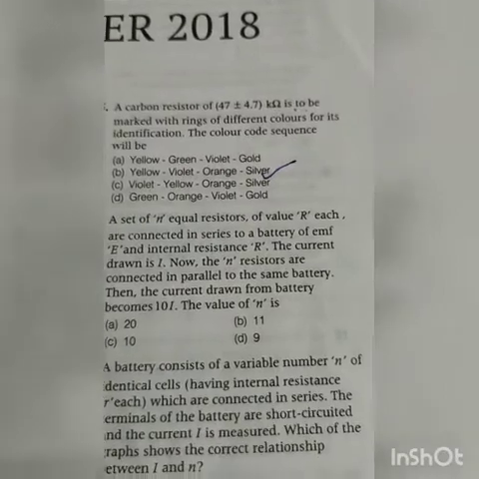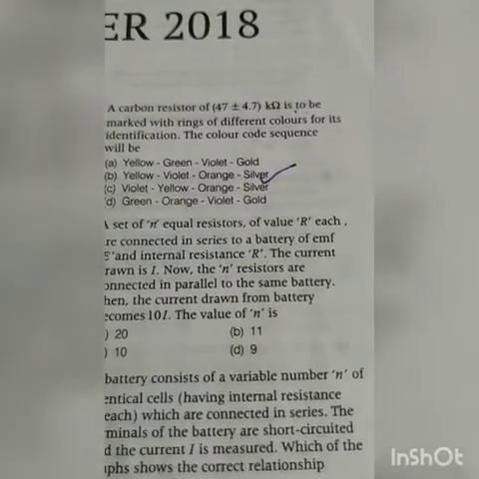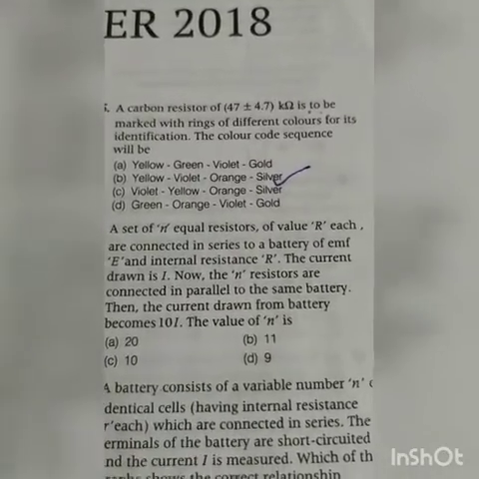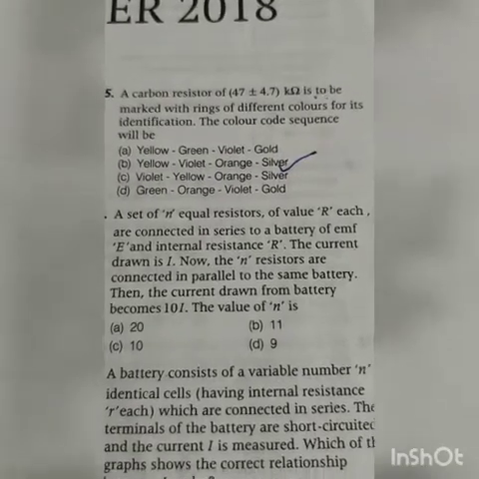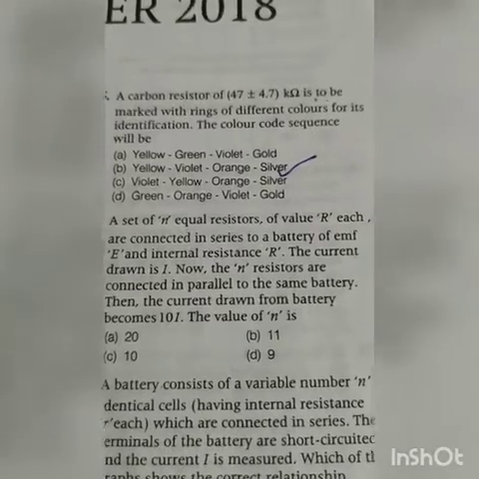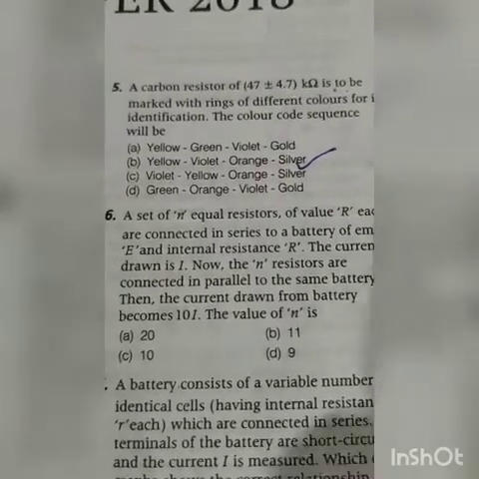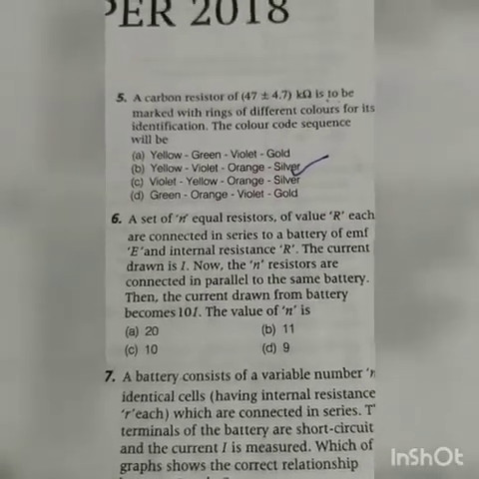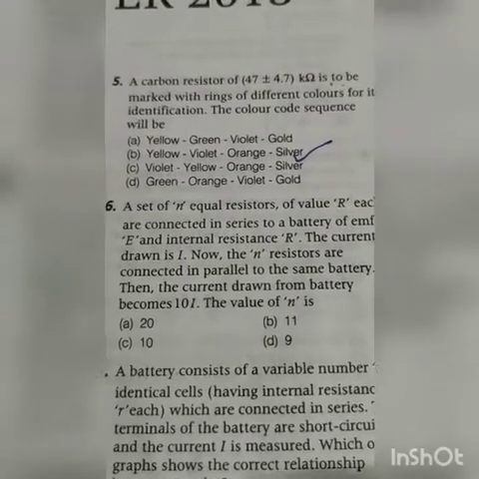Now question number 6. A set of n equal resistors of value R are connected in series to a battery of EMF E and internal resistance R. The current drawn is I. Now the n resistors are connected in parallel to the same battery. Then the current drawn from the battery becomes 10I. The value of n is.